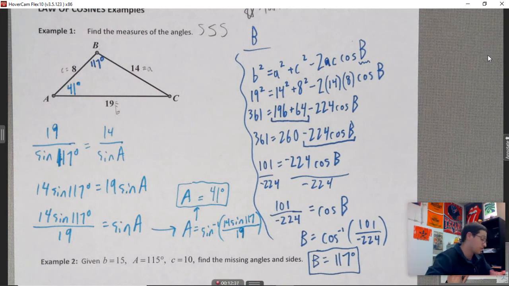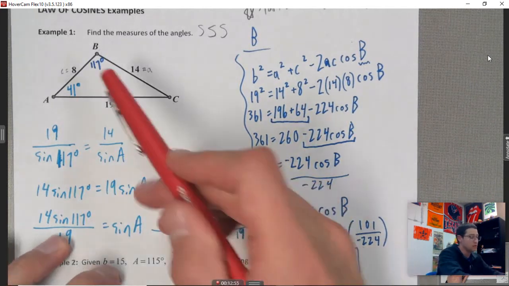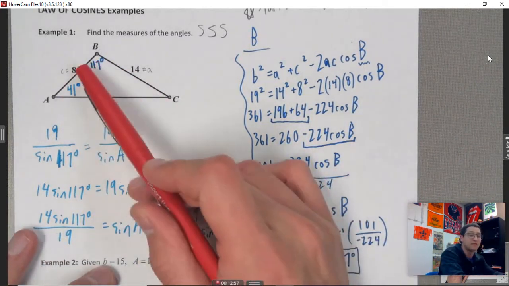Now, for C, you could absolutely sit here and do law of sines again. I'm not going to stop you from doing that. You have free will here. But in math, we're always trying to make things as easy as possible. I know it doesn't seem like it as a student, but we really are. We know that the angles of our triangle have to add up to 180 degrees.